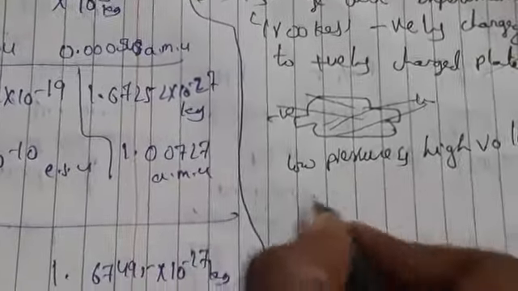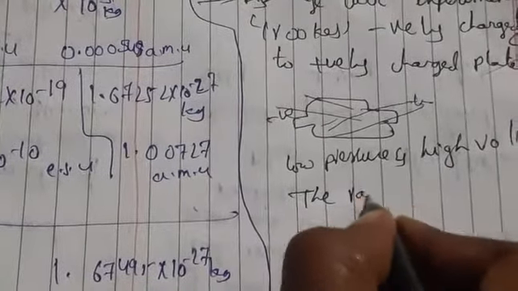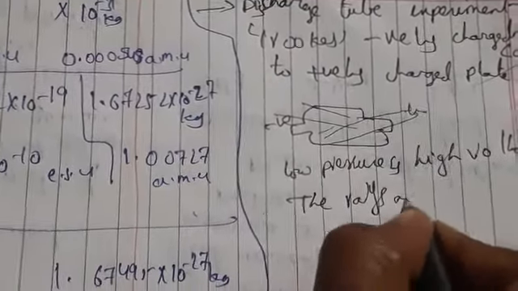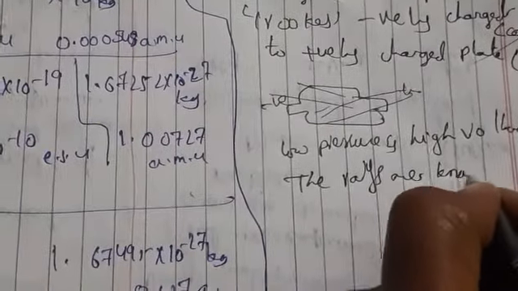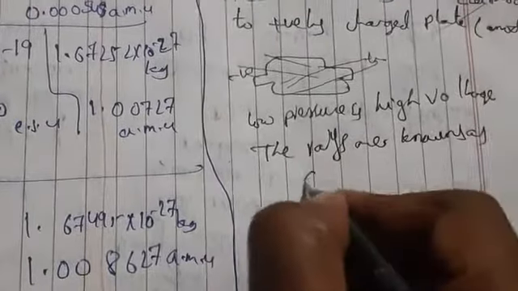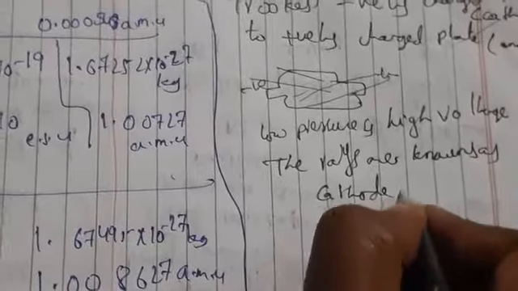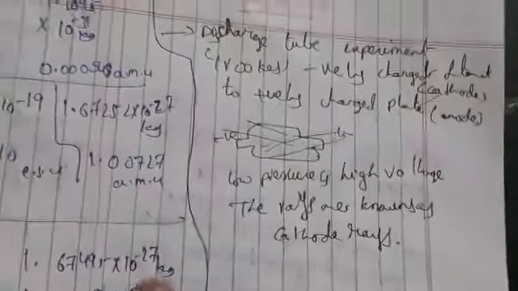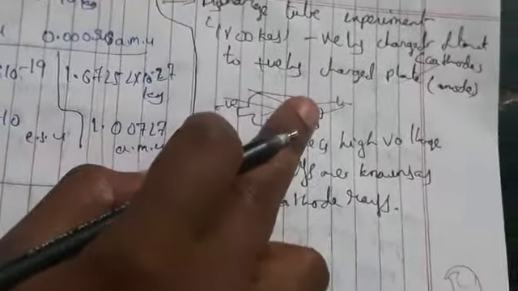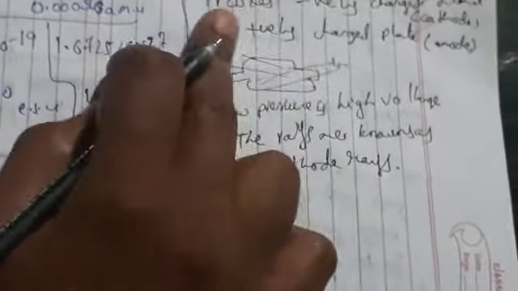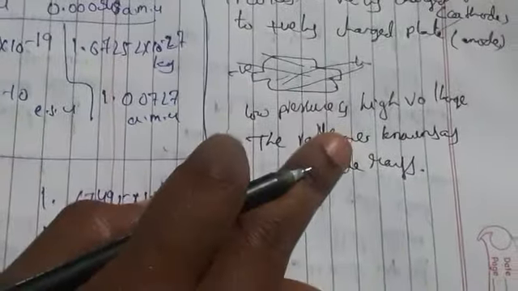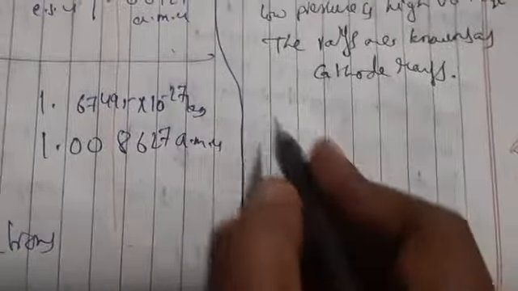So these rays we call what here? The rays are known as cathode rays. Whenever they move from negative to positive, these rays we call cathode rays or cathode ray particles. So now let us see the properties of cathode rays.